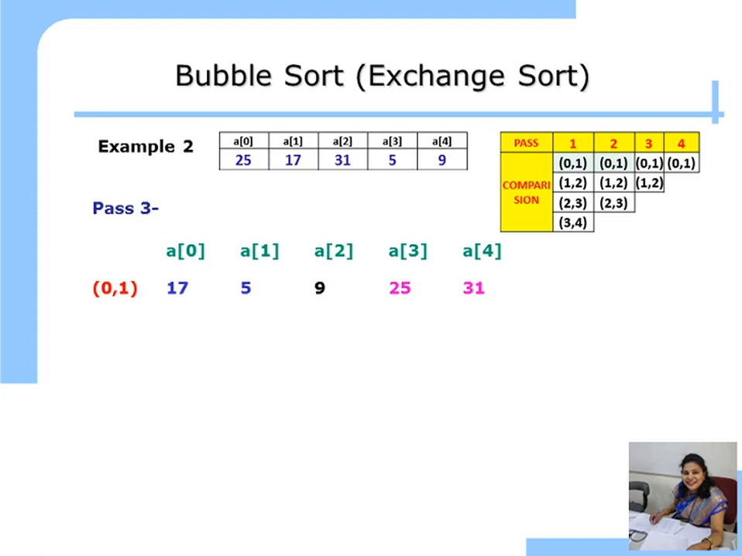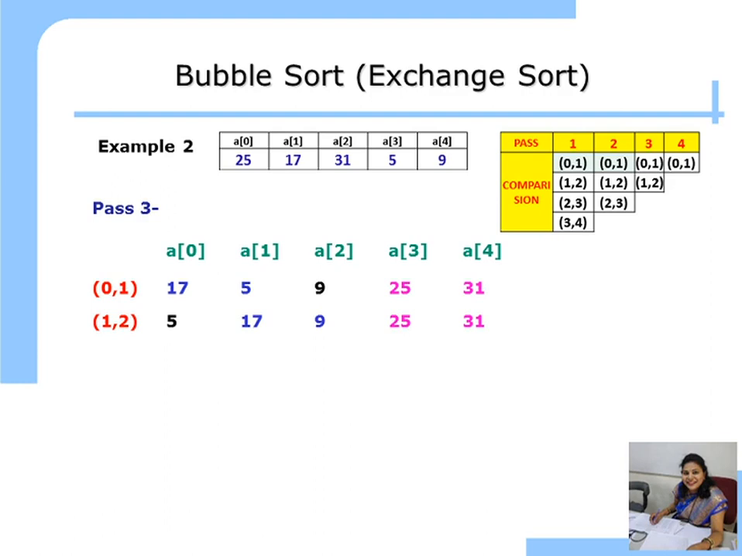In the next pass we are going to sort this unsorted list, 17, 5 and 9. In pass 3 we require two comparisons. Let us start with the first comparison, between 0th and first. What is present at the 0th location? 17. What is present at the first location? 5. Is 17 greater than 5? Yes. So we will swap it. After swapping you will get the output 5, 17, 9, 25, 31.